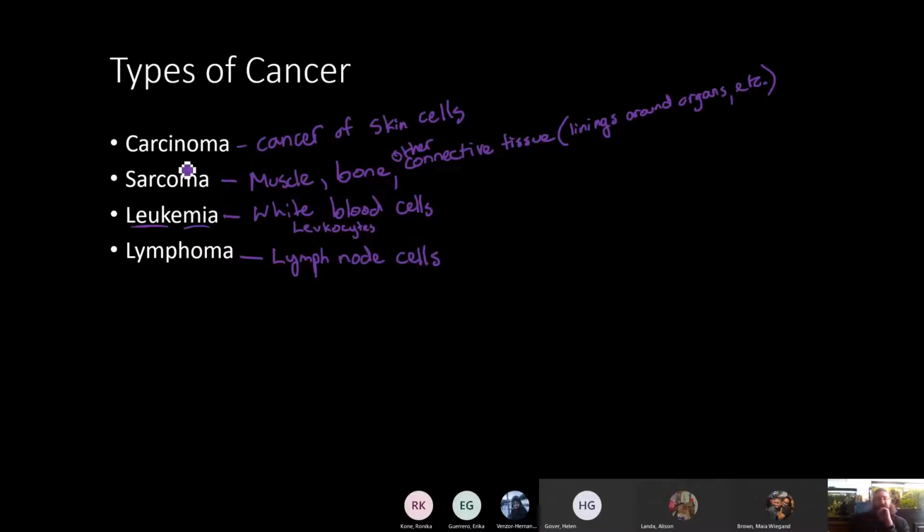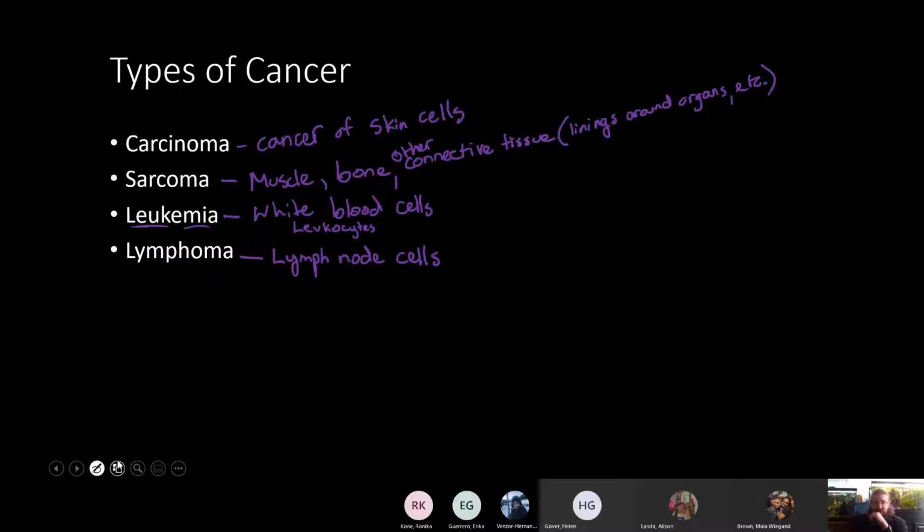So carcinoma, sarcoma, leukemia, lymphoma, these are some good examples. I don't know in what situation you might have to come up with examples of cancer cells. Who knows? It's a mystery.